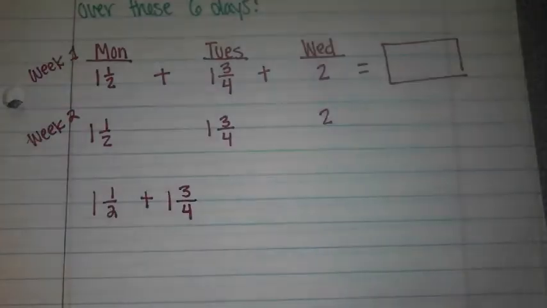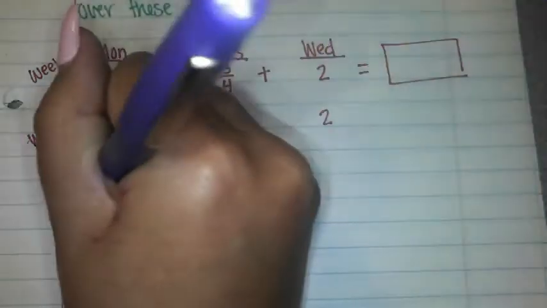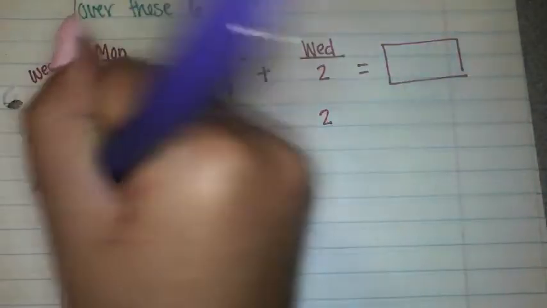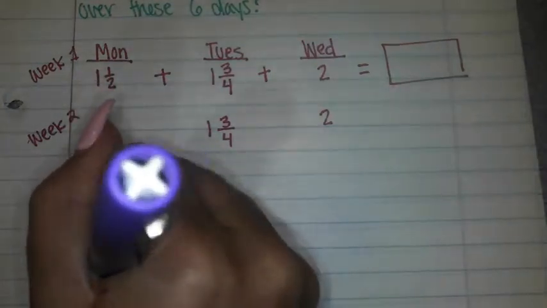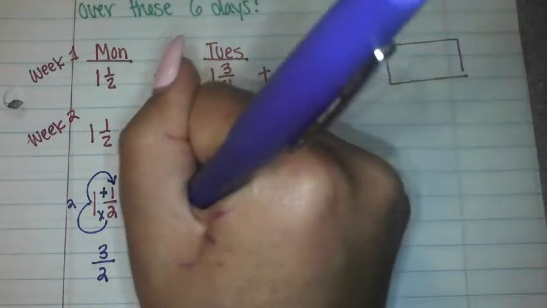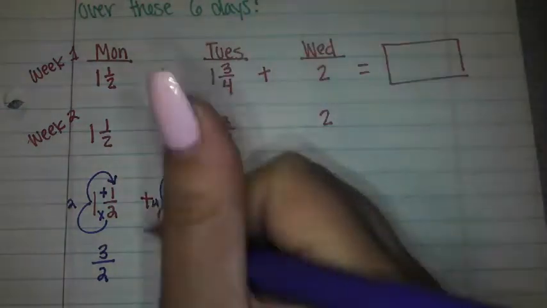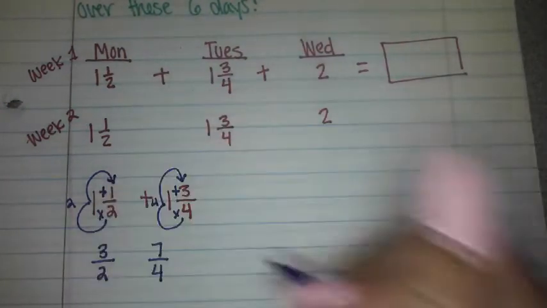to 1 3/4. Now, you should have in your notes that when you're adding or subtracting mixed numbers, we're going to make them into improper fractions by the Texas and the popcorn method. So I'm going to do 2 times 1, which gets me 2, plus 1, which gets me 3, over 2. Then I'm going to do 4 times 1, which gets me 4, plus 3, which gets me 7, over 4.